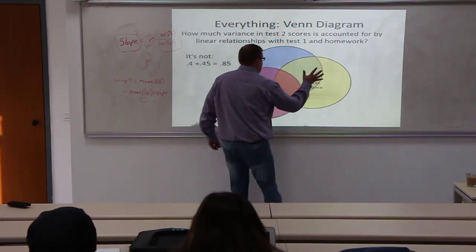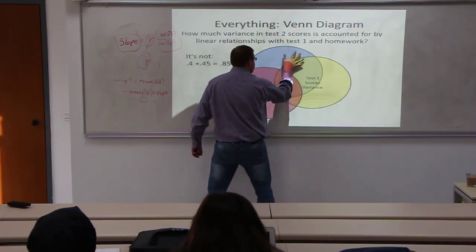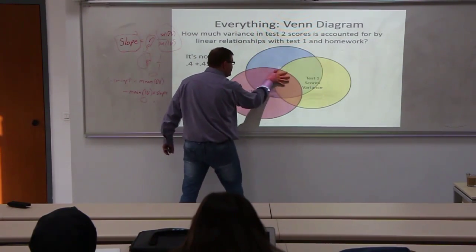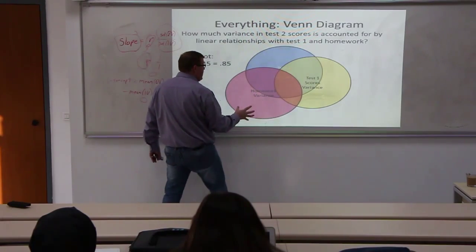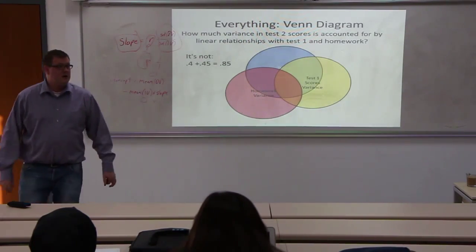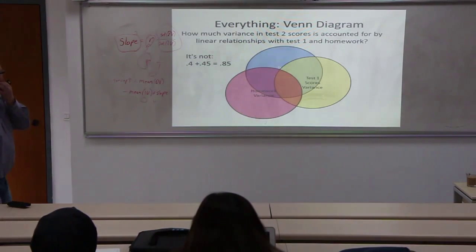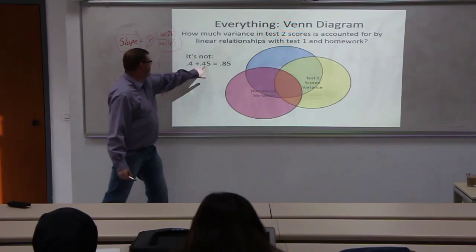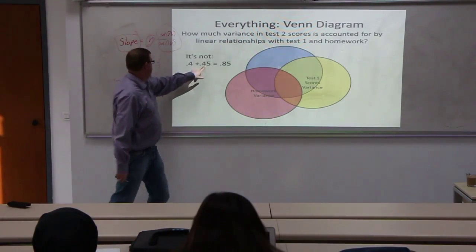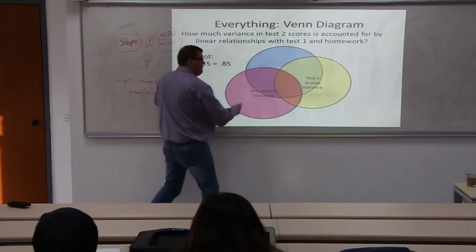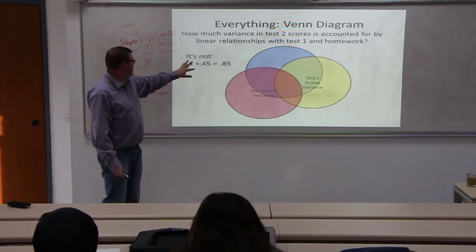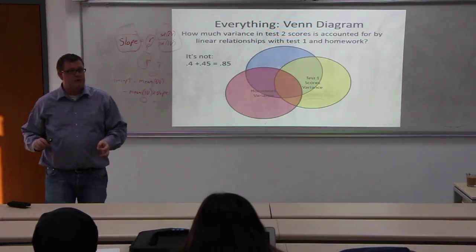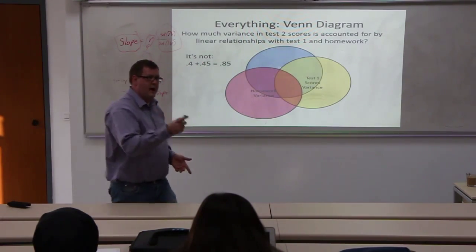This is the variance in test 2 scores that's explained by test 1 scores. This is the variance in test 2 scores that's explained by homework. And you might be tempted, since before we found that this was about 45% and this was about 40%, to say, okay, these explain 85%. Just add them up, right? No, why not?